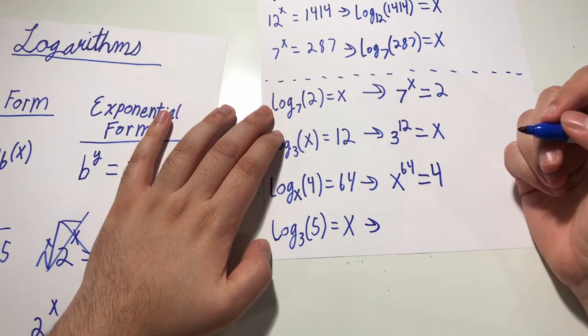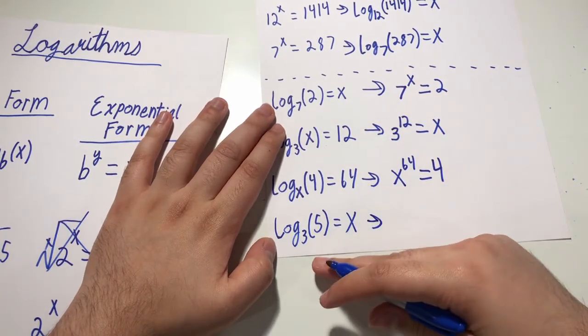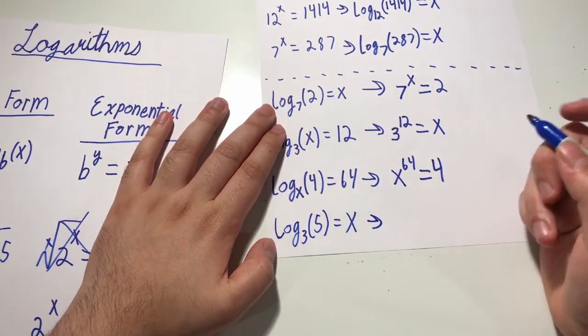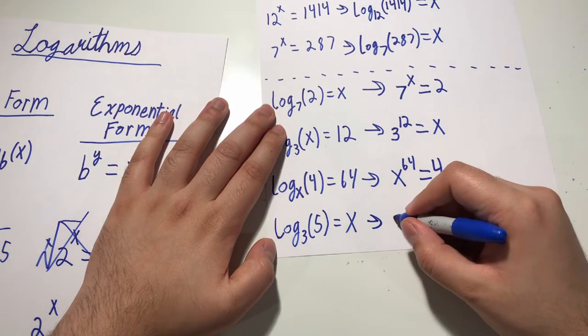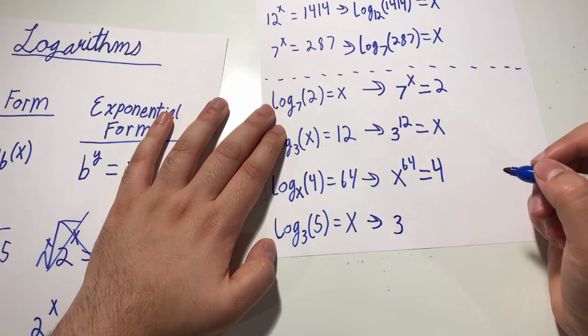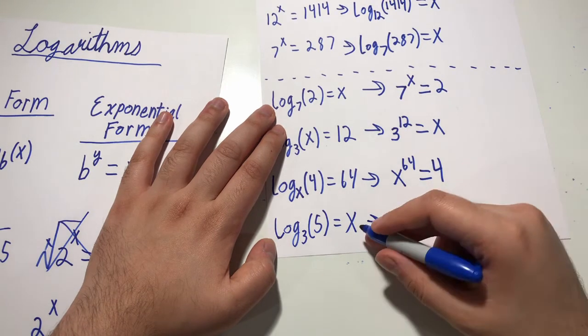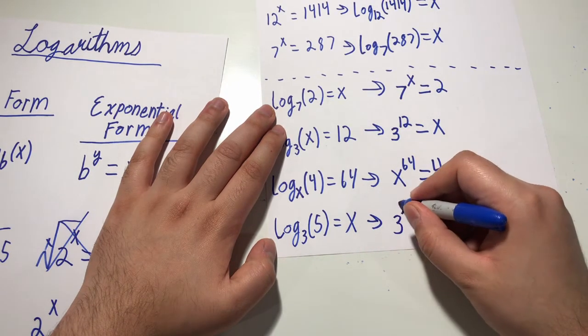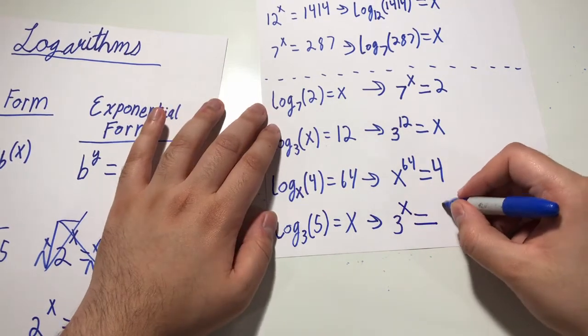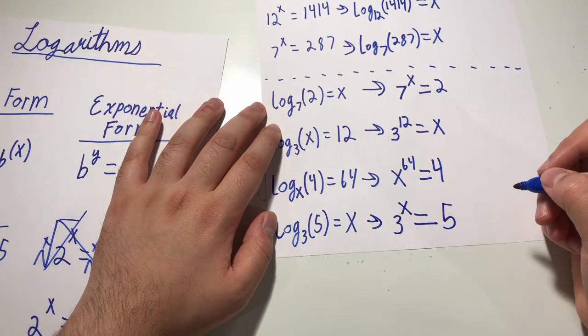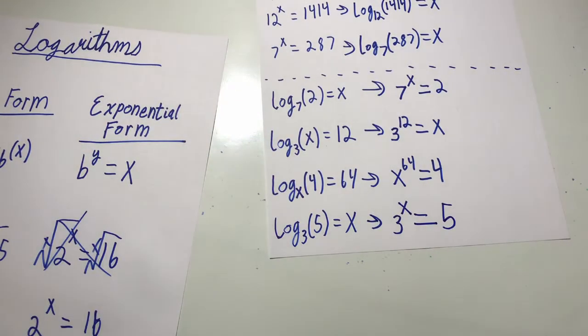What's next? Log base 3 of 5 is equal to x. So 3 is our log base, so that's going to be the base here. What's our exponent? Should be that x value there. And what's our answer? Whatever is inside the logarithm, 5. So hopefully those conversions start making a little more sense.